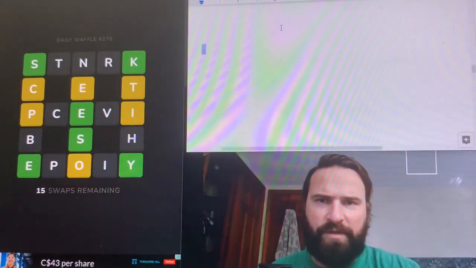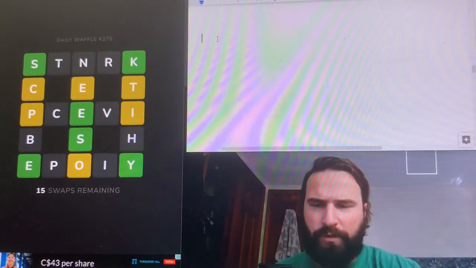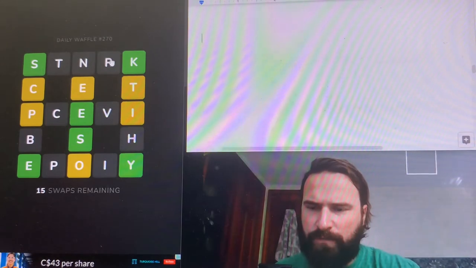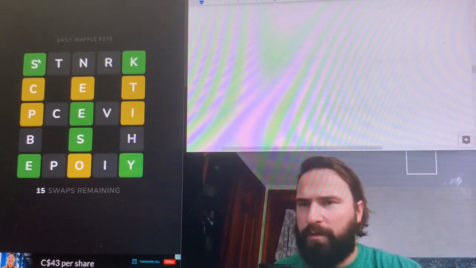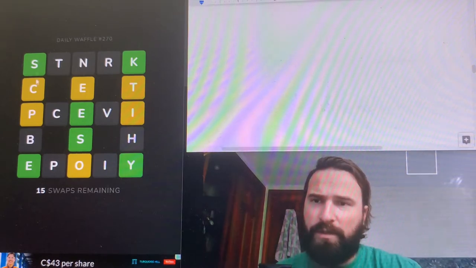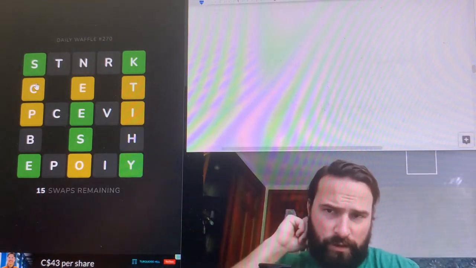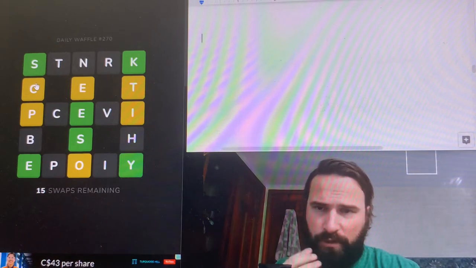All right, let's give today's daily waffle a shot. This is the waffle-shaped Wordle game. There's 6 words in this puzzle, 3 going across, 3 going up and down. Green tiles are in the right place in the puzzle. Yellow tiles are in the right word, but in the wrong place in that word.